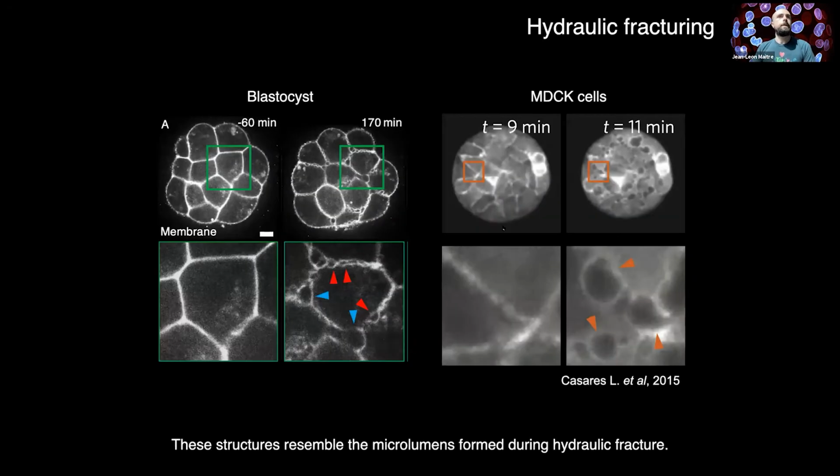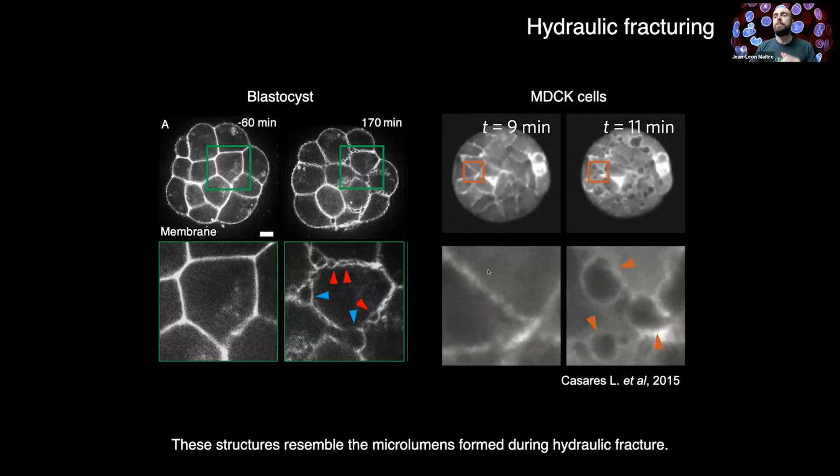And so we thought that those structures resemble very much what we observe in the embryo. And so we looked into the possibility that hydraulic fracturing would be at the origin of the fracture of cell-cell contacts within the embryo. And so we measured the pressure of the fluid. We saw it was in the correct range of what is causing the fracturing in vitro.